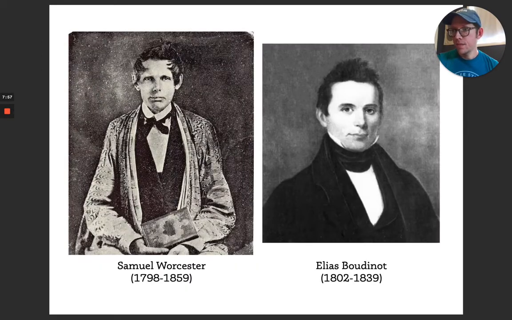Okay, so next part of the story. This is where these guys come in. The guy on the left is Samuel Worcester. He was a missionary who lived for a long time with the Cherokee people. He was a staunch supporter of tribal sovereignty. He protested the tribe's removal to Indian Territory. And importantly, as a person with printing experience, he was instrumental in working with the tribe to establish a press.